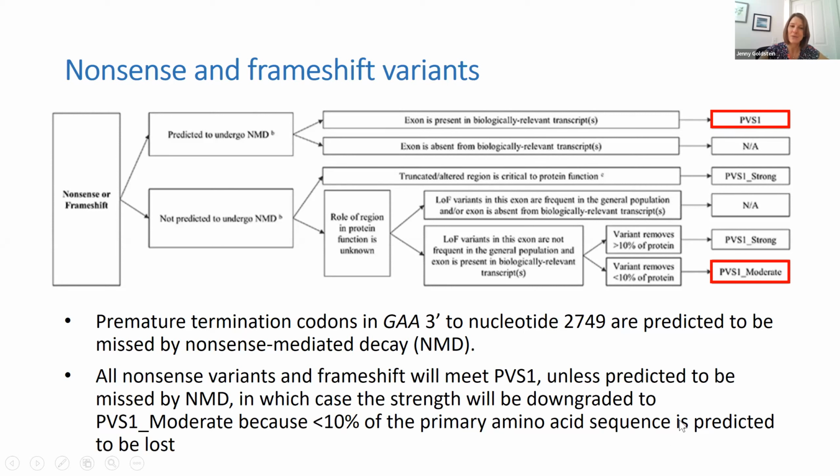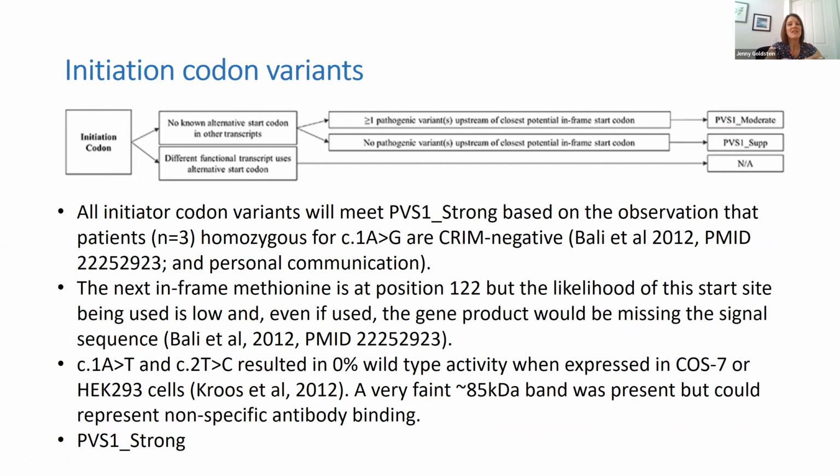And we don't really have a good idea of what that C-terminal end is doing. So we were comfortable just using SVI's guidance and applying PVS1 moderate. And then I did want to mention initiation codon variants because, again, in the paper, the SVI is recommending using PVS1 at either moderate or supporting, but we had a certain degree of evidence that supported going up a little bit in strength.